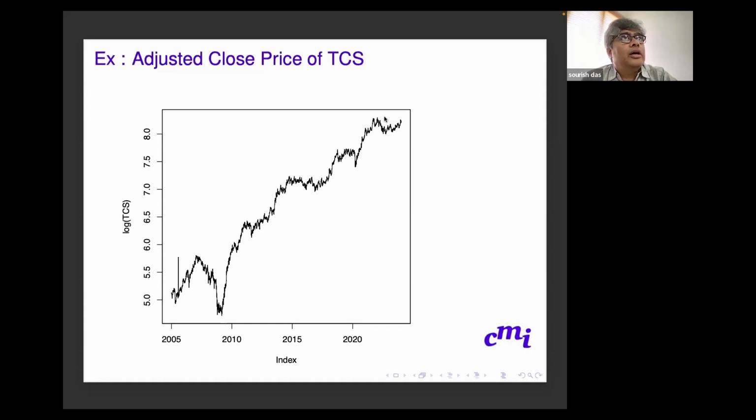And again, the overall TCS has become so big now. By 2005, 2006, it became so big. The overall global economy grows, their software exports have grown exponentially. They are the market leader, and that is getting reflected in the TCS stock price.